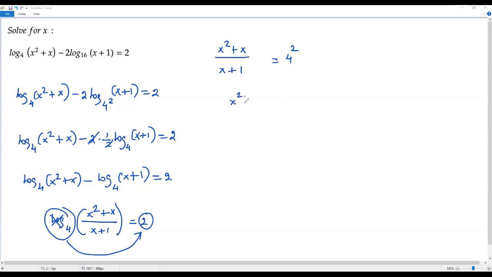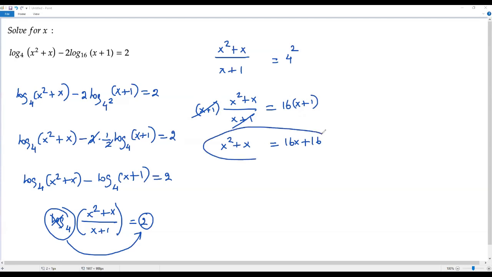Okay, now we have x square plus x over x plus 1 equals the evaluation of 4 square, which is 16. Now let me multiply both sides of this equation by x plus 1 to get rid of the denominator over here. Let me multiply the left side by x plus 1 and the right side also by x plus 1. So this x plus 1 will cancel out. I am getting x square plus x on the left side. On the right side we have to distribute this 16 to x and plus 1. Then I am getting 16x plus 16.